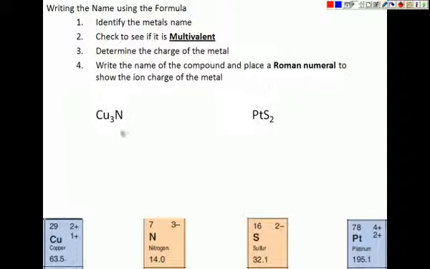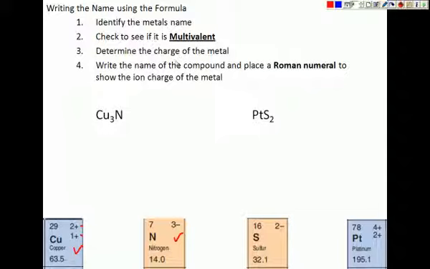So what we see here is we have Cu3N. On our periodic table, we have to find Cu, and we did. It's copper. And we also have to find nitrogen. So we've done step 1. We've identified the metal's name, copper. Check to see if it's multivalent. It makes 2 different ions, so it is multivalent.